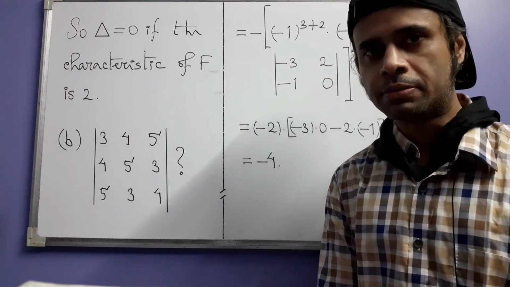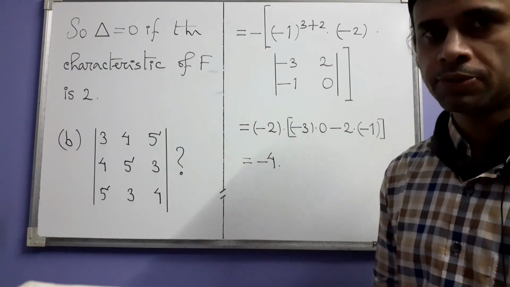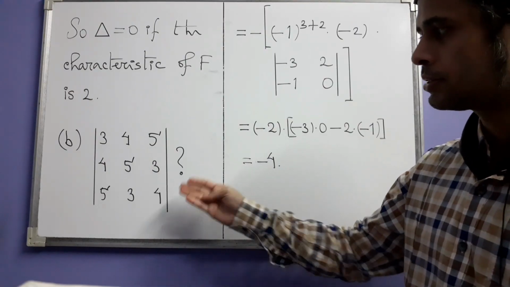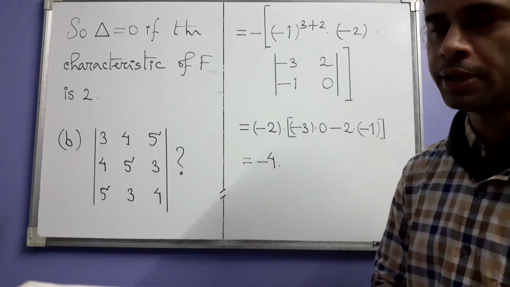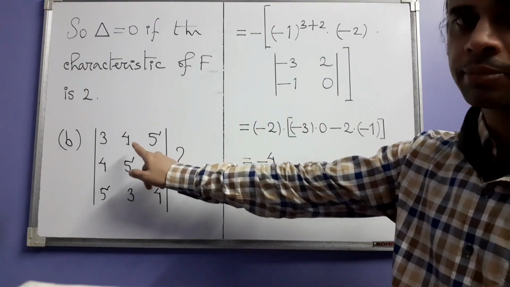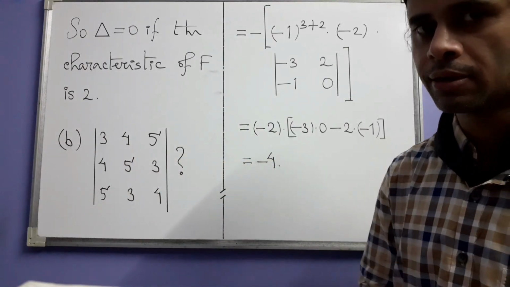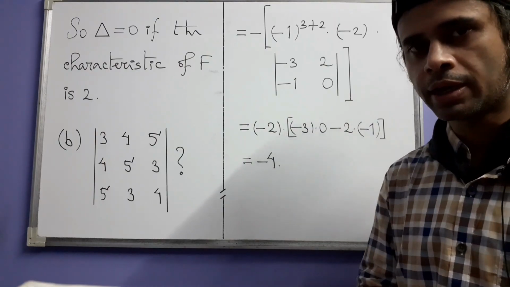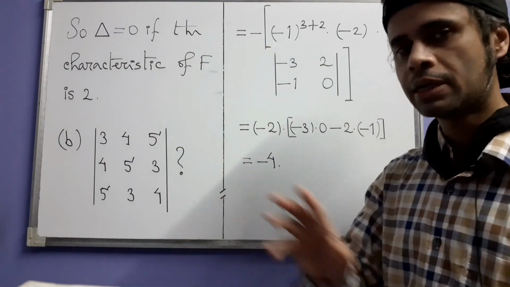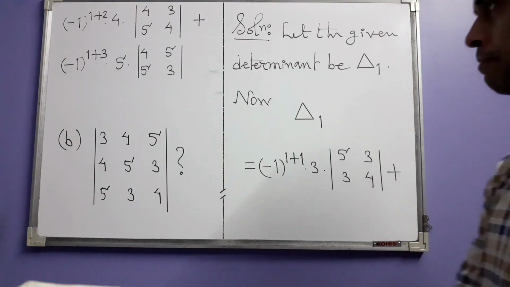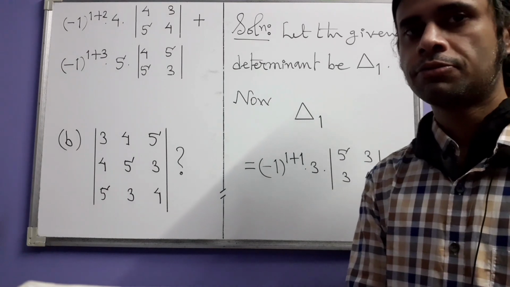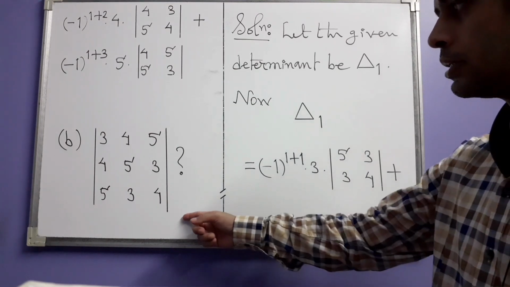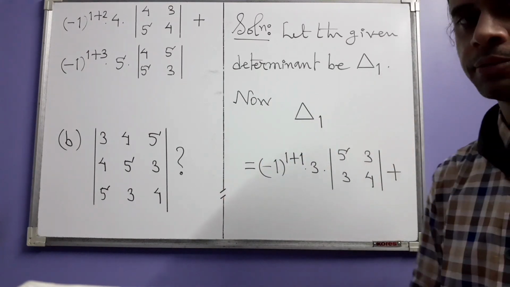Next comes part B, where we have the same question, but this time we have this 3 by 3 determinant, again with the entries actually coming from our underlying general field F. We have to figure out the characteristic of the underlying field to make this determinant 0. So here also we start the solution by naming the determinant, say delta 1.